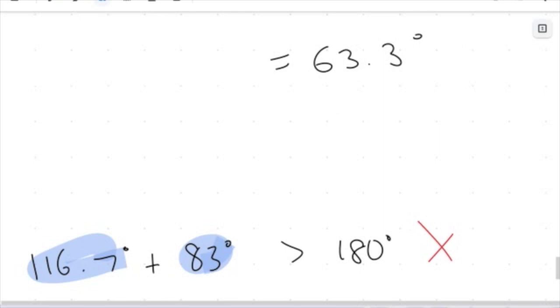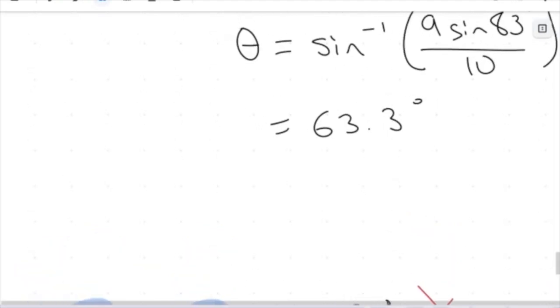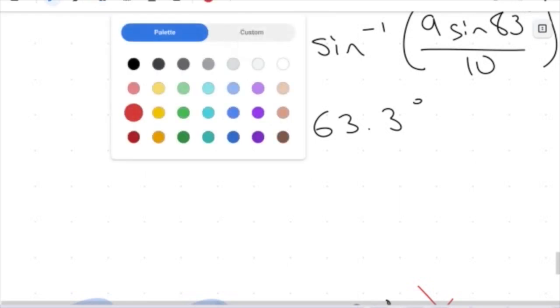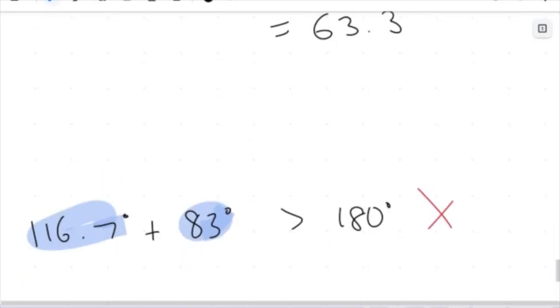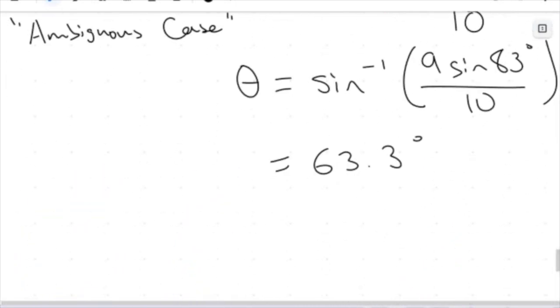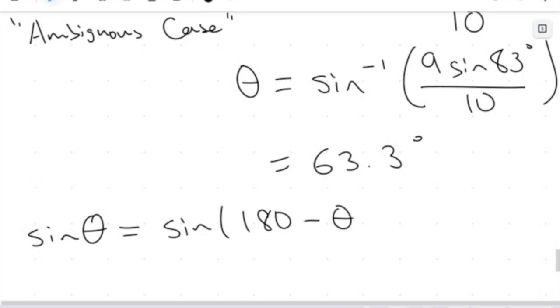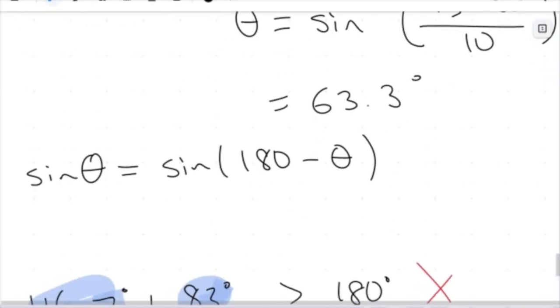So we only have 63.3 degrees as a solution. Now, we're going to see this in full effect in the next question as well, but we need to keep an eye on this trig identity when we work with the sine rule. Because we're looking at possibly obtuse angles now, we have to consider this idea of sine theta equaling the sine of 180 minus theta.